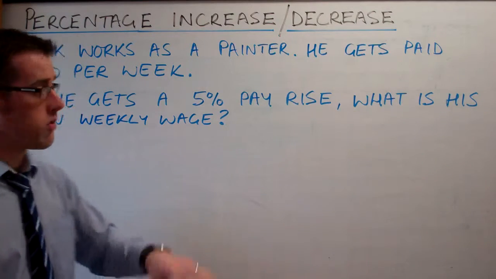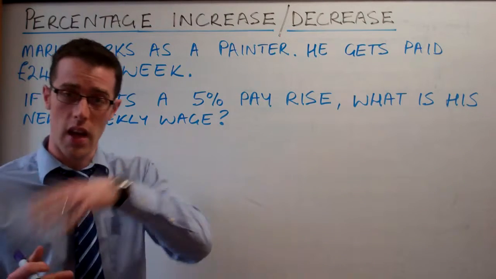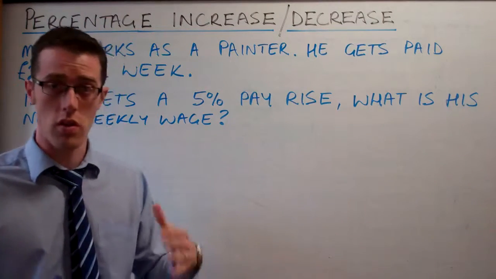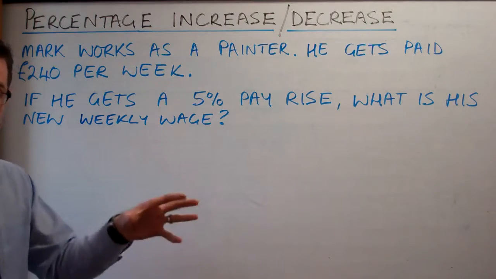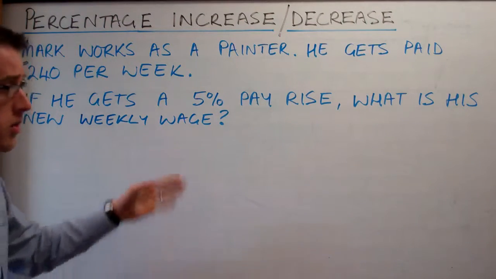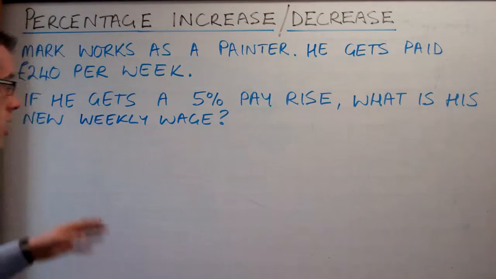So what you've got to do is work out what 5% of 240 is, and it's an increase, so it's going to be added on to his wage because it's a wage rise. So it's really important that you read the question very carefully and understand what's going on. So Mark's getting a wage rise of 5% on his £240 per week pay. Alright, so how do we work this out?